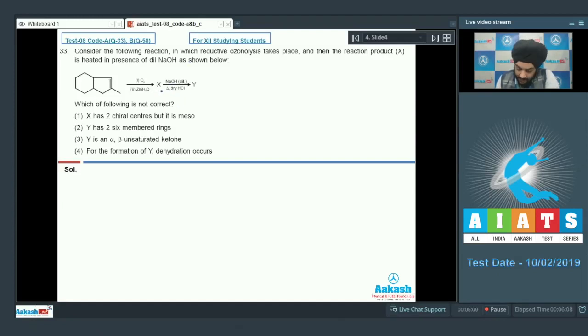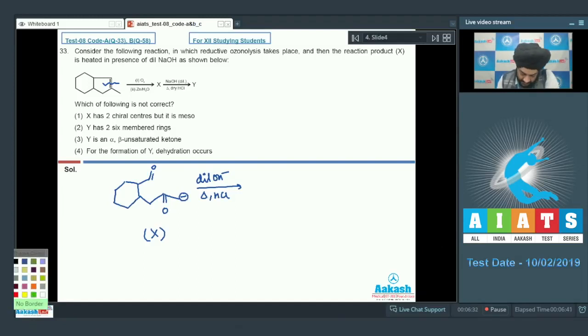So if you look at the product X, this ozonolysis is going to break the double bond and convert it into a dicarbonyl compound. So we're going to have the formation of this compound as X. Now when this is allowed to react with dilute OH minus in the presence of heat, we're going to have the generation of a carbanion from the alpha carbon. So the carbanion will be generated here as the attack from here will lead to the formation of a 6-membered ring. So it will go and attack the carbonyl carbon and the alkoxide will be generated here.